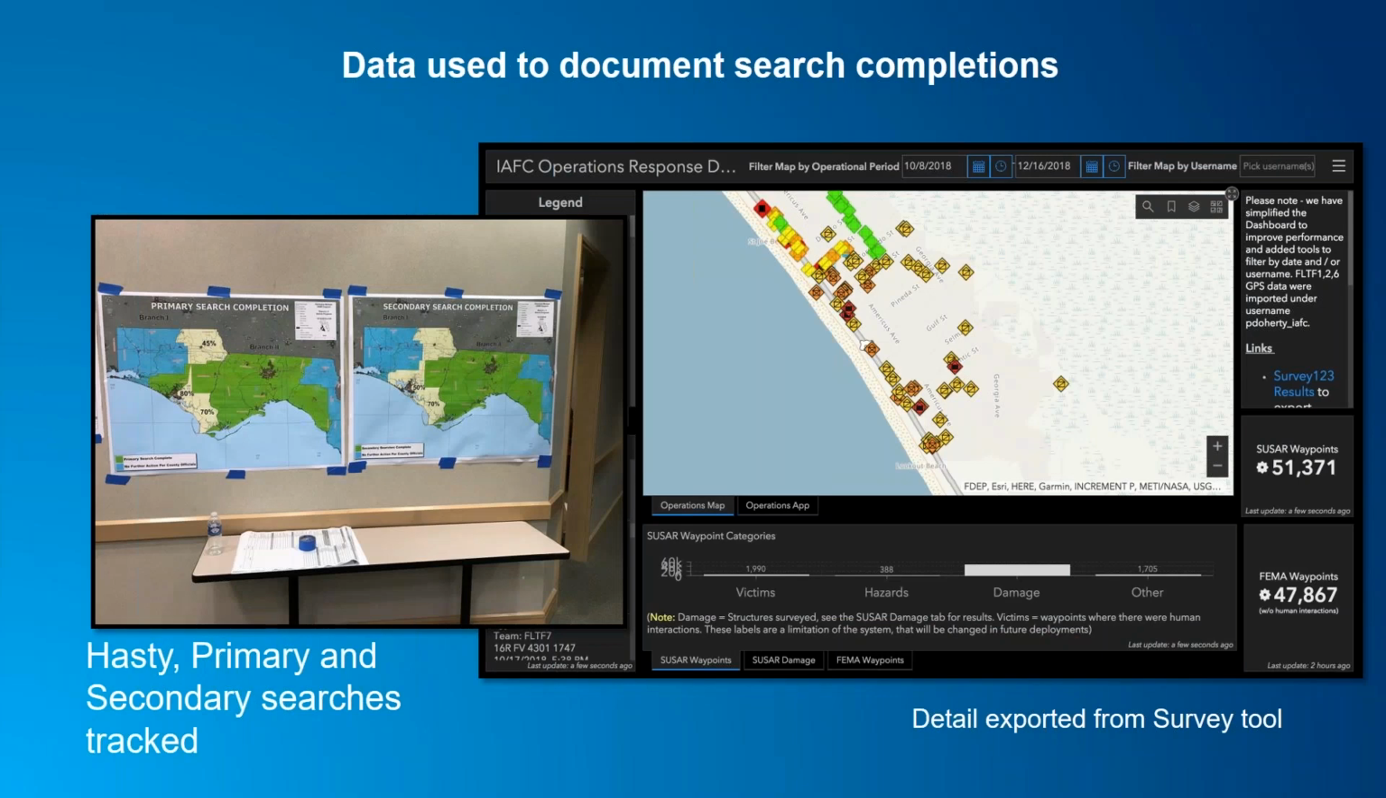So our command and control partners were using this data that's being collected to organize, conduct, track, and complete the searches they're doing, whether they're the hasty search, the primary, or the secondary. They're able to export this information and provide those percentage updates to the state EOC as well as to the county emergency managers.